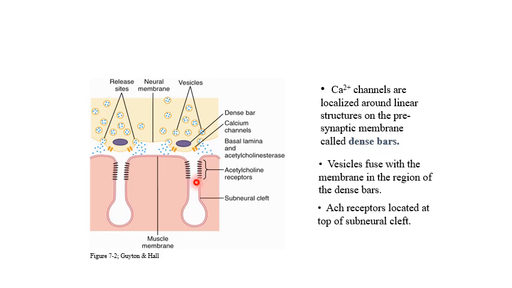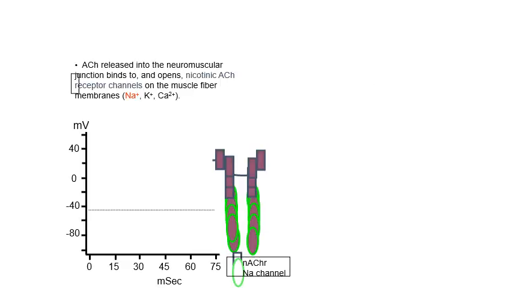So here you can see the subneural clefts, and you can see the dense bars. Calcium channels are usually localized around these dense bars, and whenever these vesicles fuse with the membrane in the region of the dense bar, it is going to release acetylcholine, and you can see a lot of acetylcholinesterase over here, which degrades acetylcholine. So, what is the function of these receptors? When they are excited, they would cause voltage gated sodium channels to open in the subneural cleft, causing action potential.